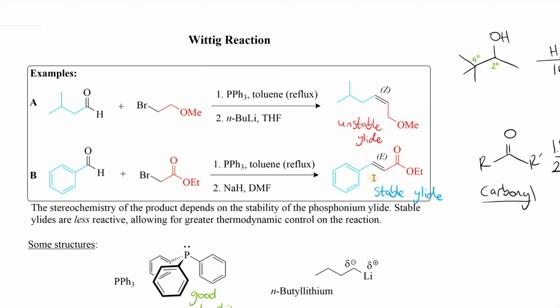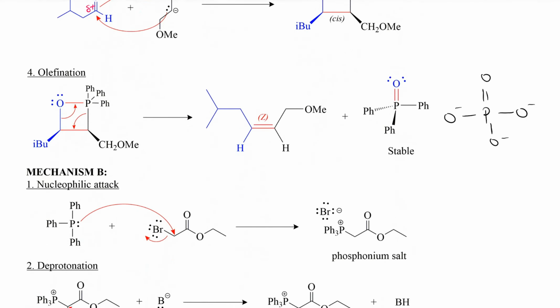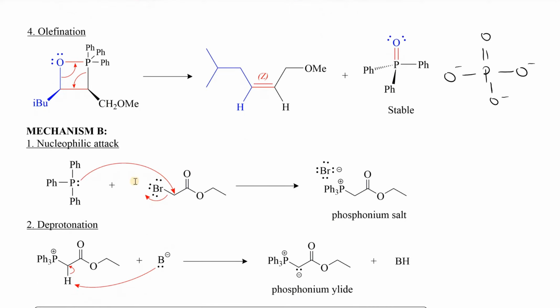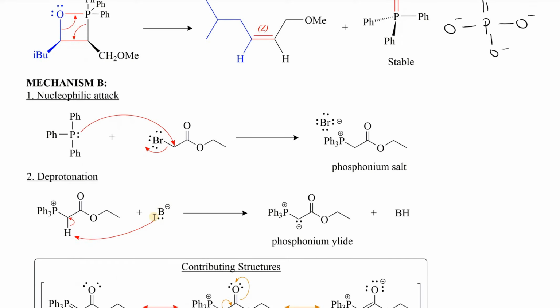Now what if we have a stable ylide? That's where mechanism B comes in. Essentially the first two steps are the same. Triphenylphosphine attacks the carbon bearing the leaving group and we form the phosphonium salt. The second step is also the same. We come in with a strong base, the alpha proton is plucked off, and we form the phosphonium ylide.